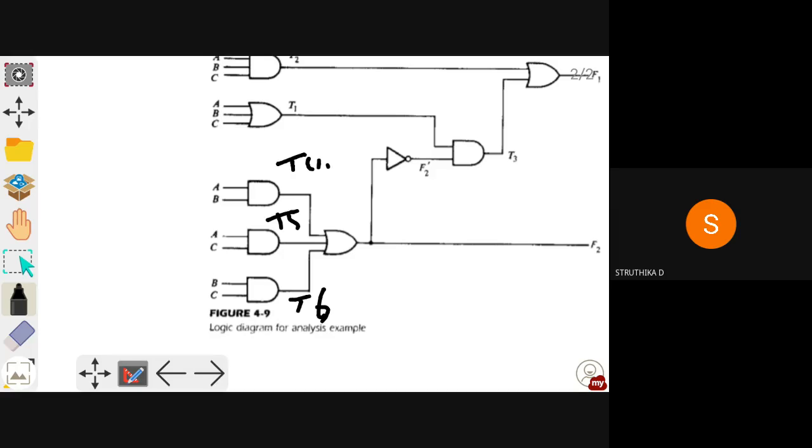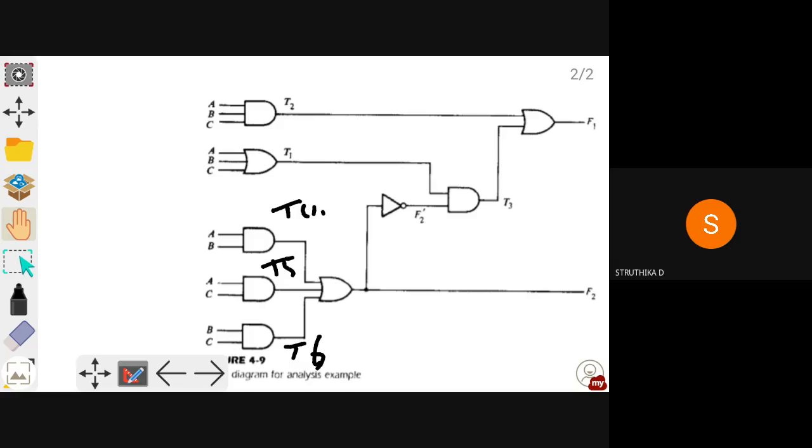So you have a variable fixed for the output of each gate. Is it clear or not? Yes, ma'am. In the diagram that I have given, T1, T2, T3, F2 dash, F1, F2 are already marked. For the gates that are not marked, I have marked T4, T5 and T6.